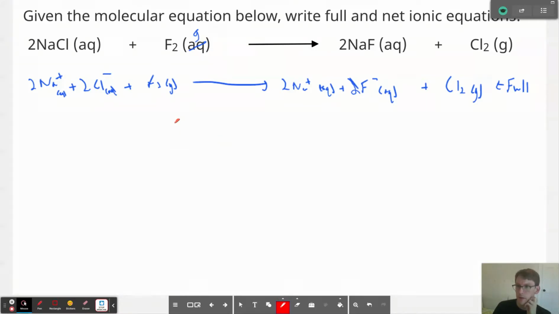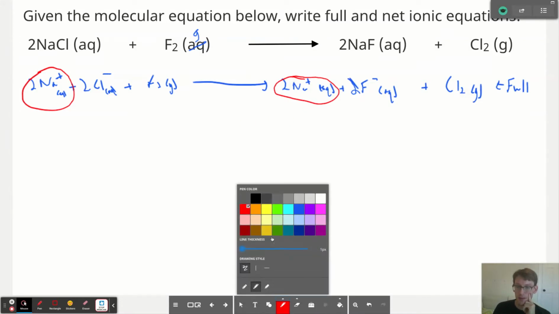And well, my sodium ions have not changed. So I'm going to circle them. My sodium starts off positive and aqueous, ends up positive and aqueous. So forget them. But I do see that my chloride, I've got two of them to start with, and they're negative and aqueous. They become chlorine gas, which is neutral and gaseous. I start off with fluorine, F2 gas, which becomes 2F-, which is aqueous. So my spectators are the sodium ions. Everything else is participating in the reaction.